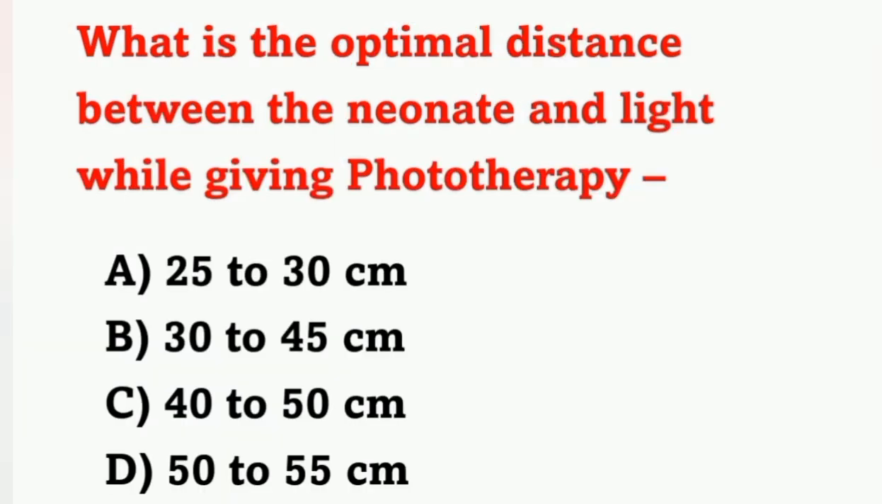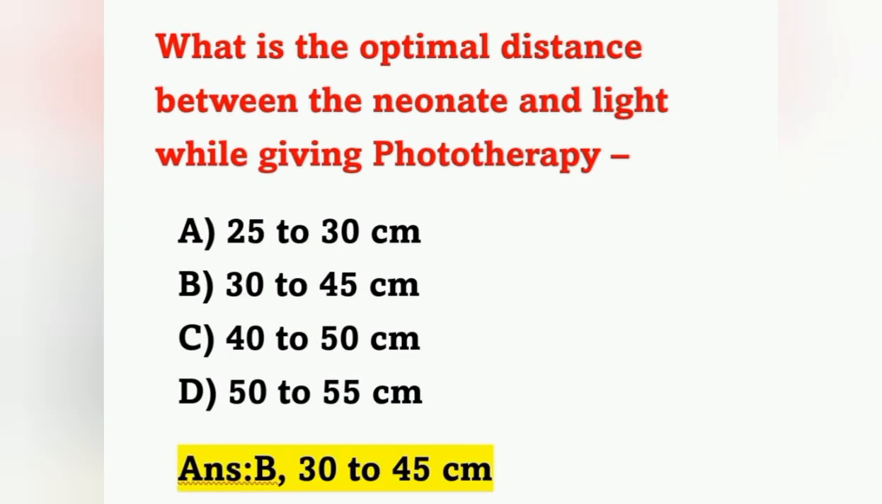And the next question, what is the optimal distance between the neonate and light while giving phototherapy? Options: option A 25 to 30 centimeter, option B 30 to 45 centimeter, option C 40 to 50 centimeter, and option D 50 to 55 centimeter. Our question is, up to what distance we will maintain the neonate or newborn baby from the light of the phototherapy machine? It is about 30 to 45 centimeter. Option B is the correct answer.